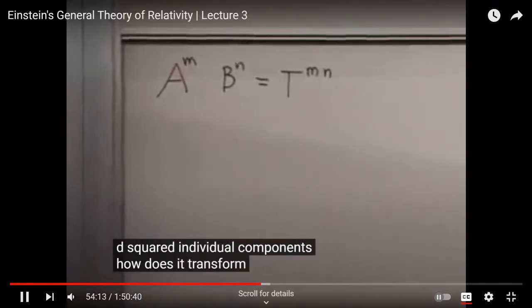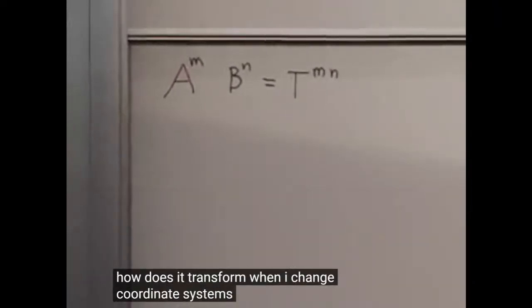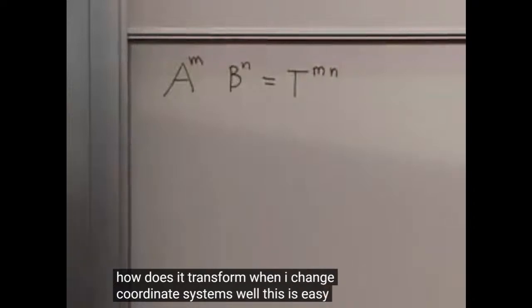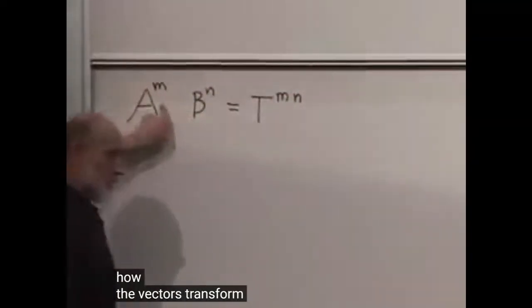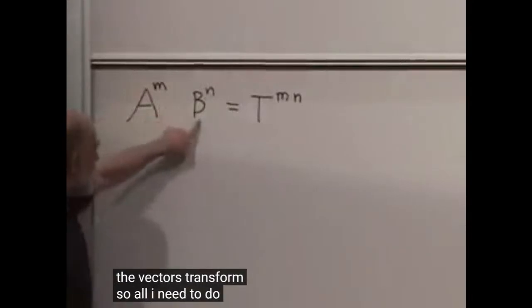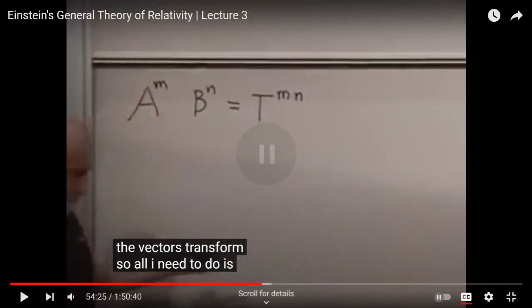How does it transform when I change coordinate systems? Well, this is easy. I already know how the vectors transform. So all I need to do is... What do you mean? A is a vector and B is a vector? And T is... What is A? What is B? What is T? T_MN? I don't know what's going on.